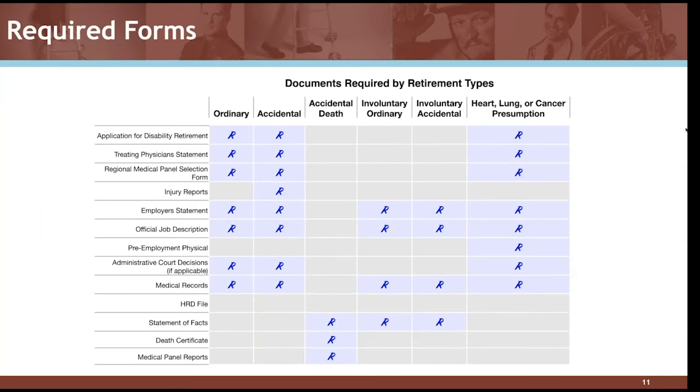Here's an example of the required forms for each type of application. I'm not going to go through these today, but this is available for your use at the board. Next slide.